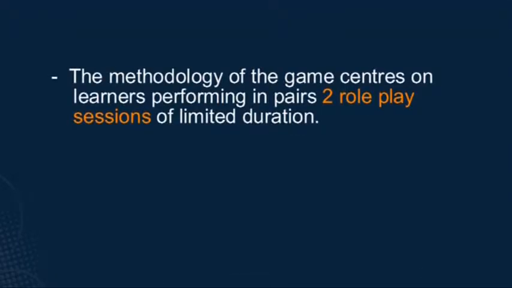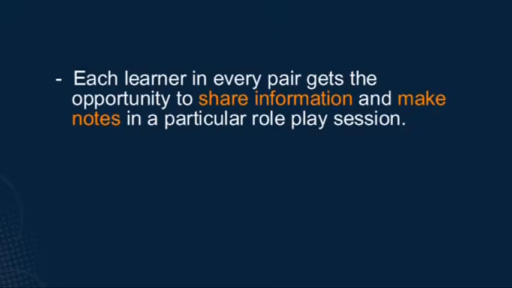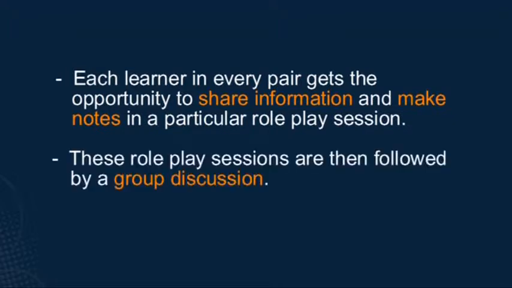The methodology of the game centers on learners performing in pairs two role-play sessions of limited duration. One session is dedicated to identify the characteristics of a not-so-perfect entrepreneur, and the other to identify the characteristics of a perfect entrepreneur. Each learner in every pair gets the opportunity to share information and make notes in a particular role-play session. These role-play sessions are then followed by a group discussion.